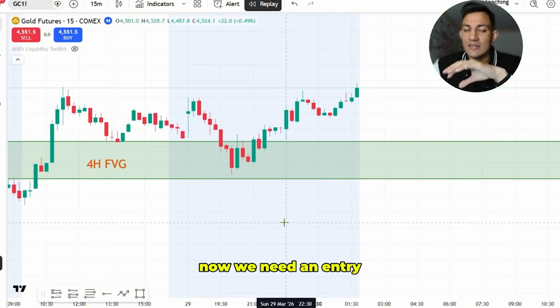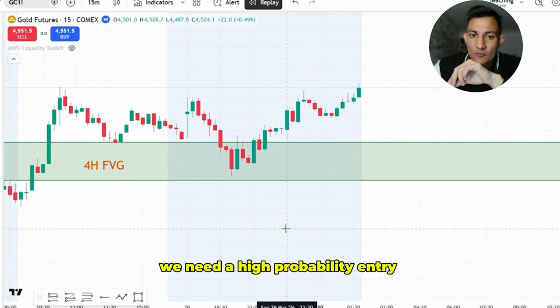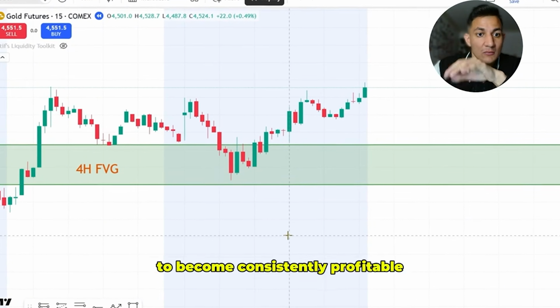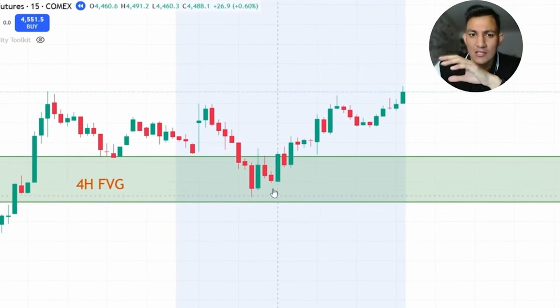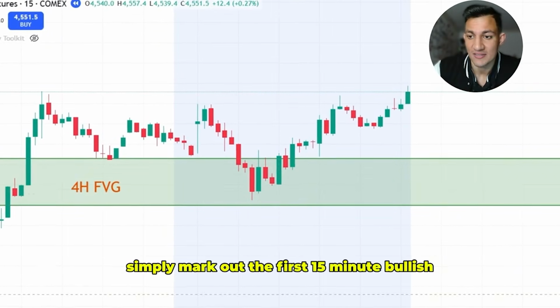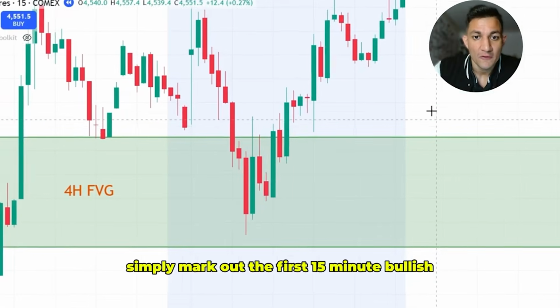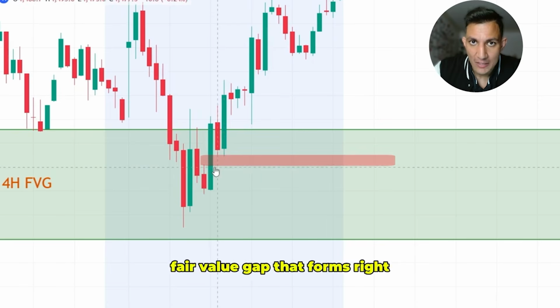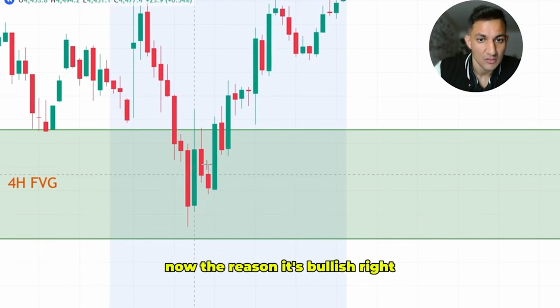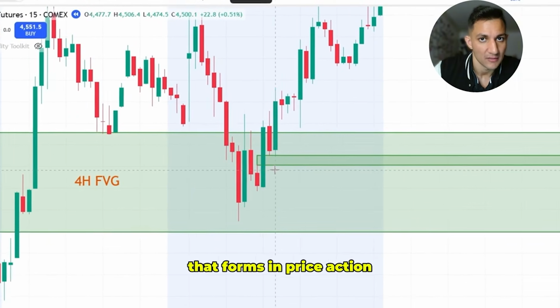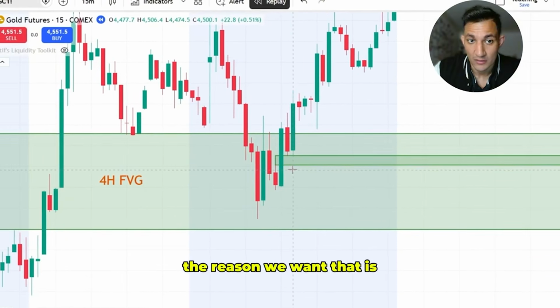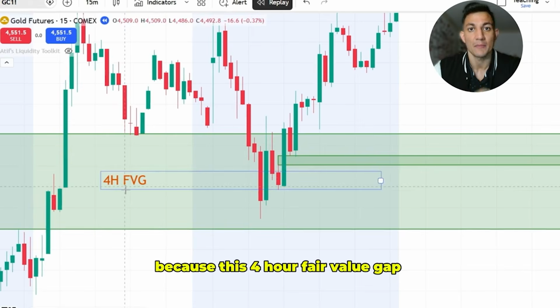Now, we need an entry. We need a high probability entry that we can trust and that we can use to become consistently profitable with this strategy. So instead of me giving you some vague "enter here," simply mark out the first 15-minute bullish fair value gap that forms. Now, the reason it's bullish, think about it. Why do we want the first bullish fair value gap that forms in price action? The reason we want that is because this 4-hour fair value gap is also bullish.